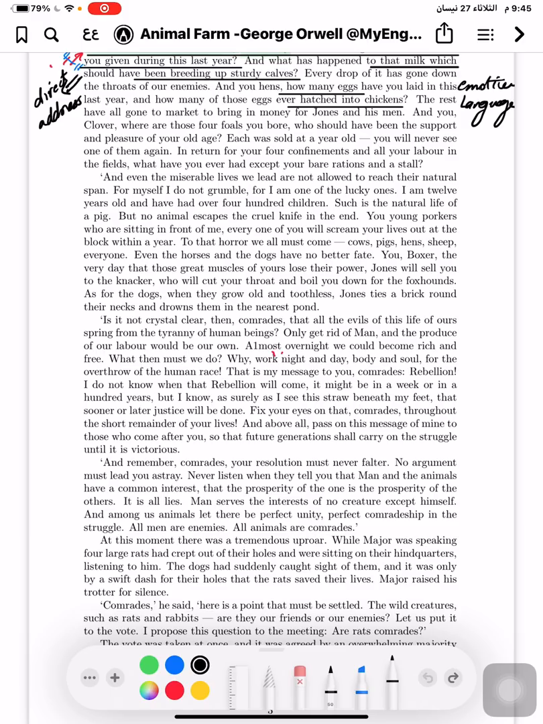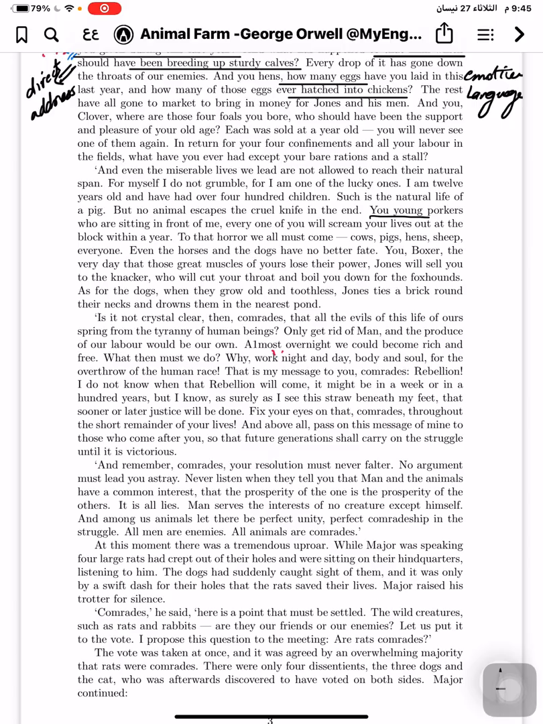To that horror you all must come. Come, it means to your end. And even the horses and the dogs have no better fate. So he excludes nothing. You, Boxer, as if he believes the most powerful on the farm, the very day that those great muscles of yours lose their power, Jones will sell you to the knacker.